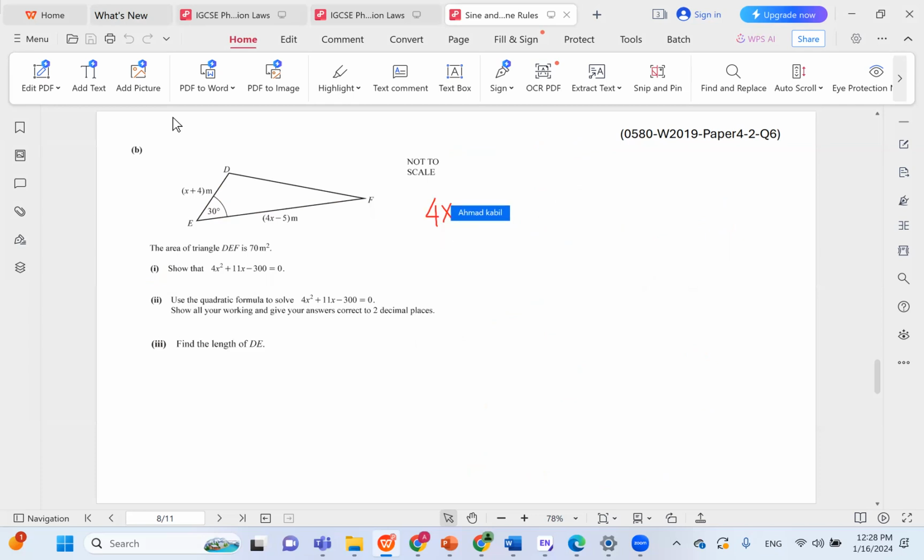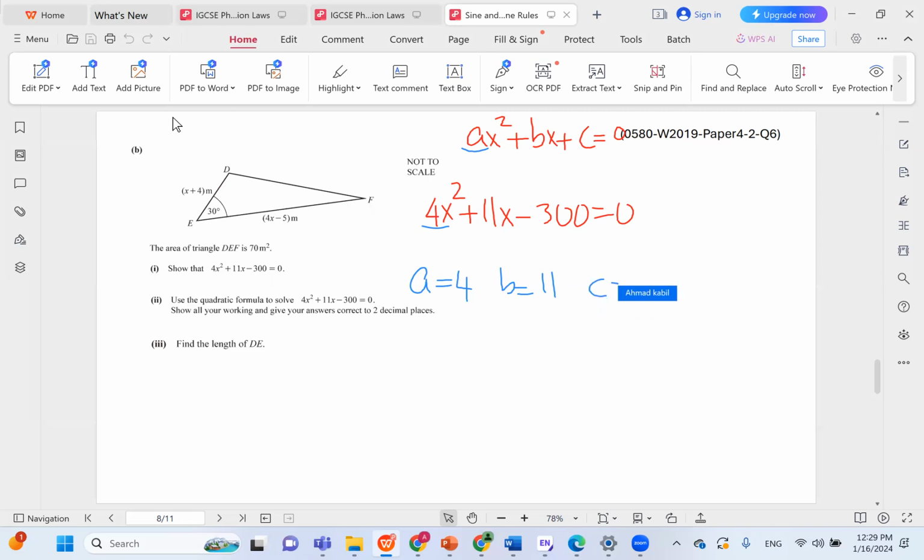So 4x squared plus 11x minus 300 equals 0. And the quadratic formula assumes that you have a quadratic equation written as ax squared plus bx plus c equals 0. And then you have a equals 4 and b equals 11 and c equals negative 300.